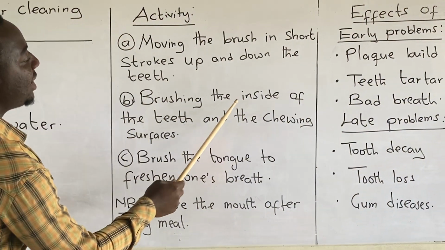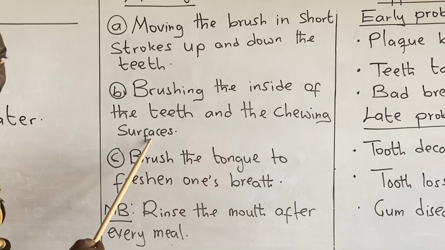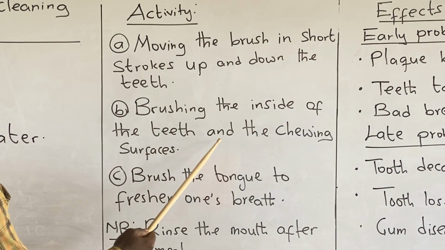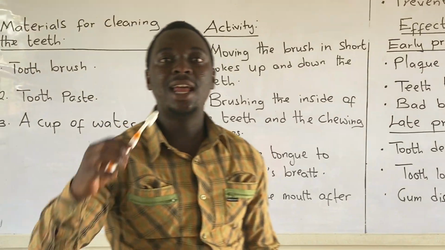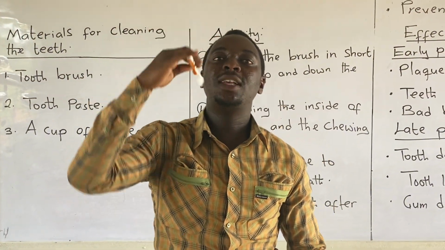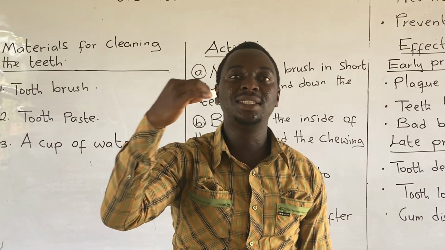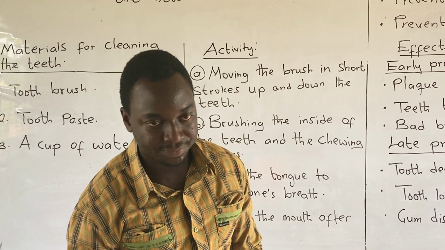B. Brushing the inside of the teeth and the chewing surfaces. You have to brush the inside of your teeth, the part facing your throat. You have to brush there, and also the surfaces of the teeth that you use for chewing and biting.